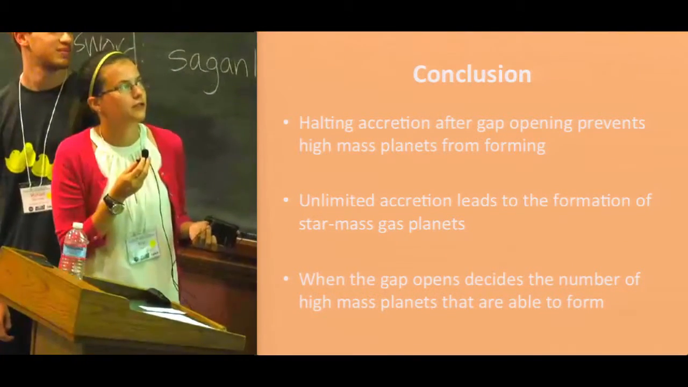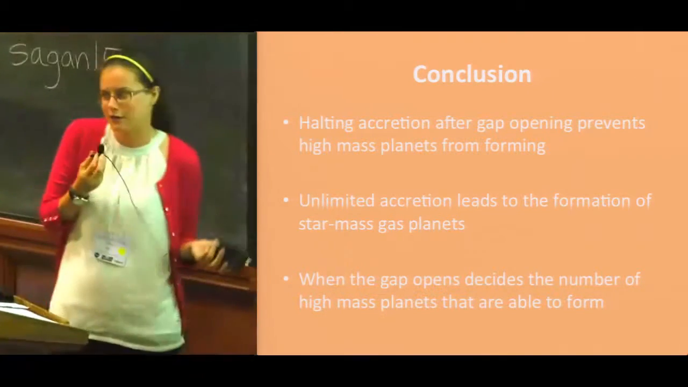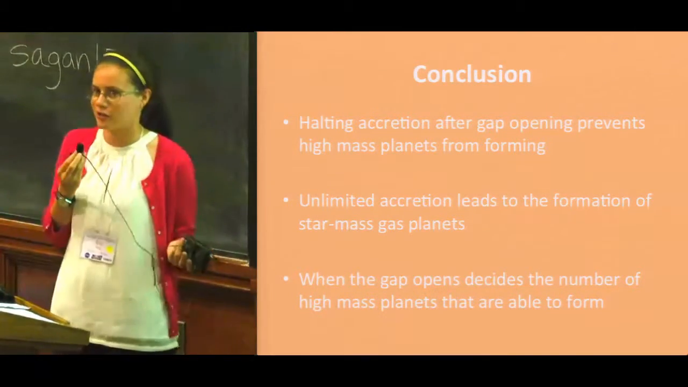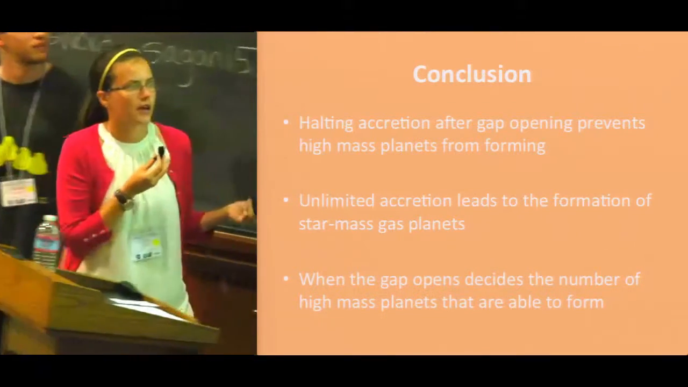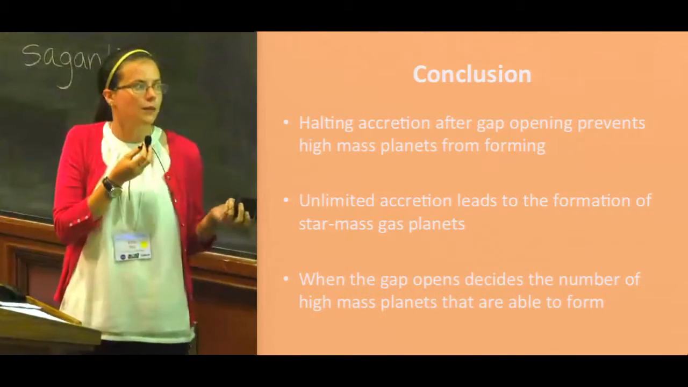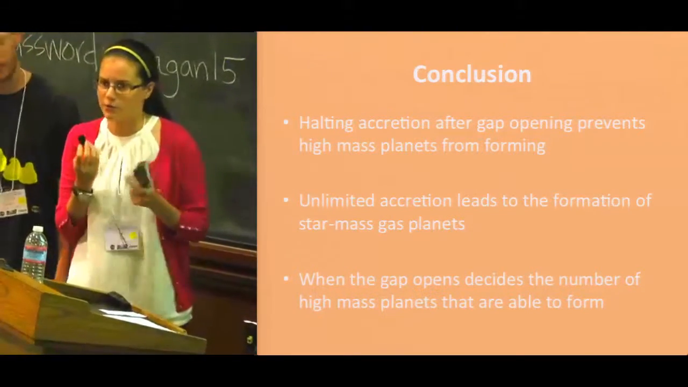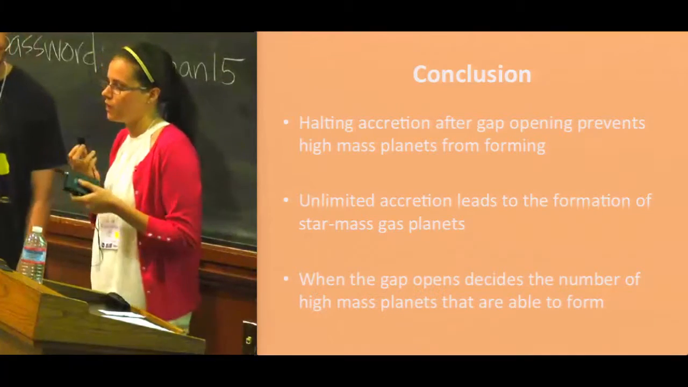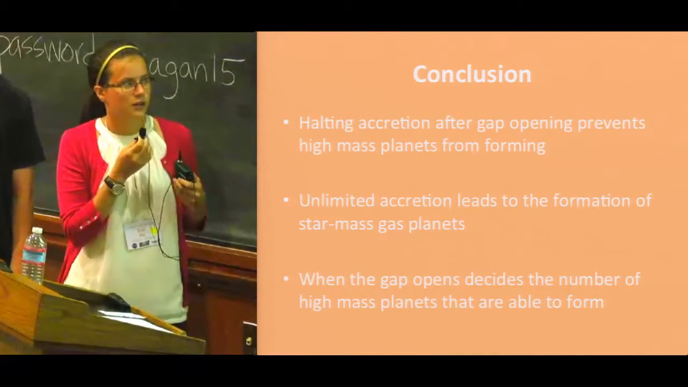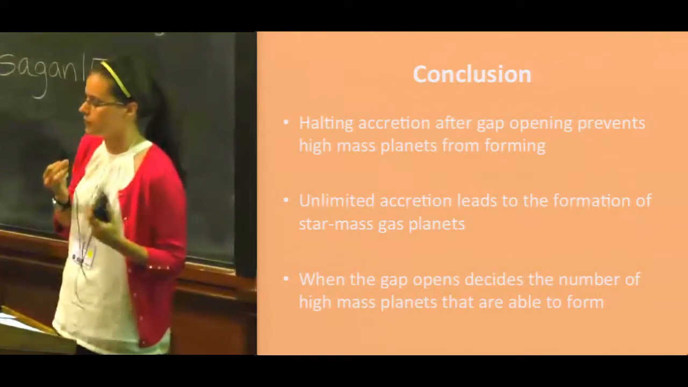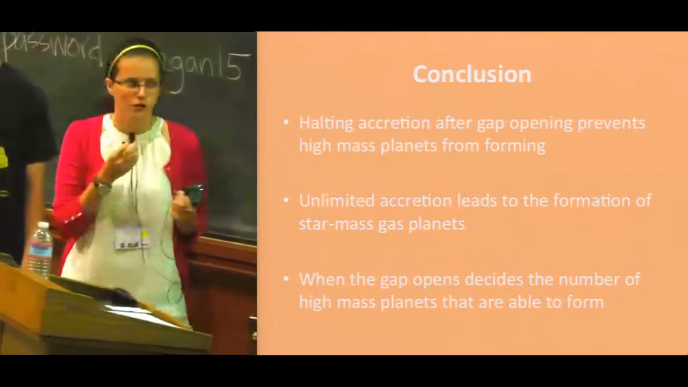Unlimited accretion leads to the formation of stellar mass gas planets, which again makes sense. If we're not going to stop it in some way, the planet's just going to keep growing until it eats all the gas in the disk. And when the gap opens also decides the number of high mass planets that are able to form. So in the cases when we open the gap at a later time, when the hill radius was 1.5 times the scale height, we had more high mass planets form, because the gap opened later and the planet was able to accrete gas longer.